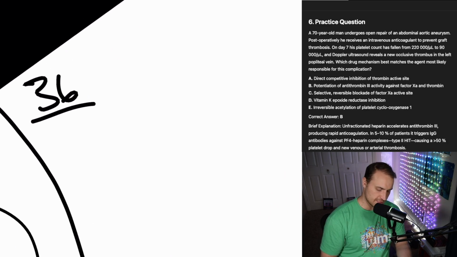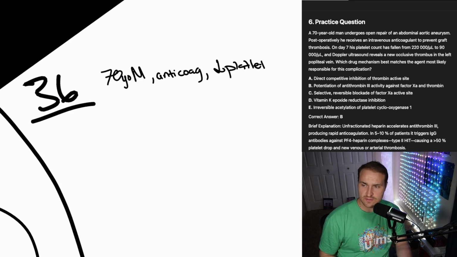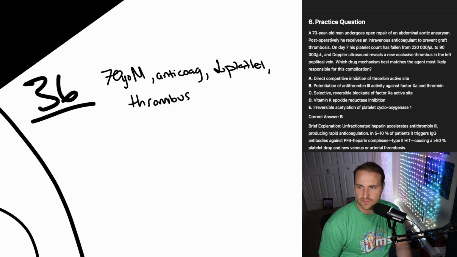All right, question 36. We have a 70-year-old man who undergoes open repair of AAA, post-op intravenous anticoagulant to prevent graft thrombosis. On day 7, the platelets fall from 220,000 to 90. Doppler ultrasound reveals a new occlusive thrombus in the left popliteal vein. Which drug mechanism best matches the agent responsible?